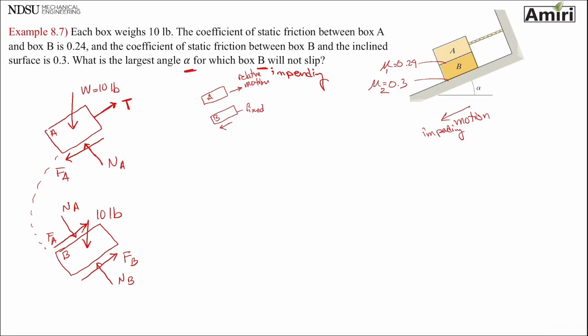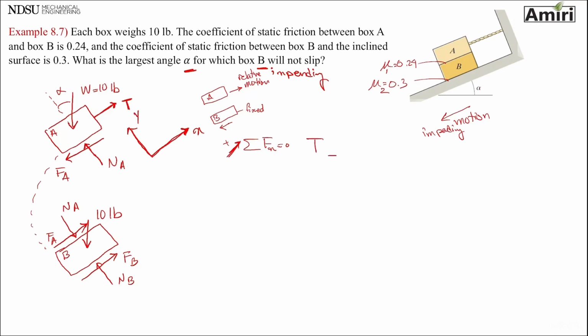So the rest is similar to the previous problems, but one trick that I want to teach you is, for problems like this, always rotate your axis. Some people call it x prime, y prime. I just like to keep it x and y. Because now look, FA, NA, T are all in x or y. You have only one angle to transfer. So let's see. If I write this, summation of forces in x equals 0. This way is positive for me.